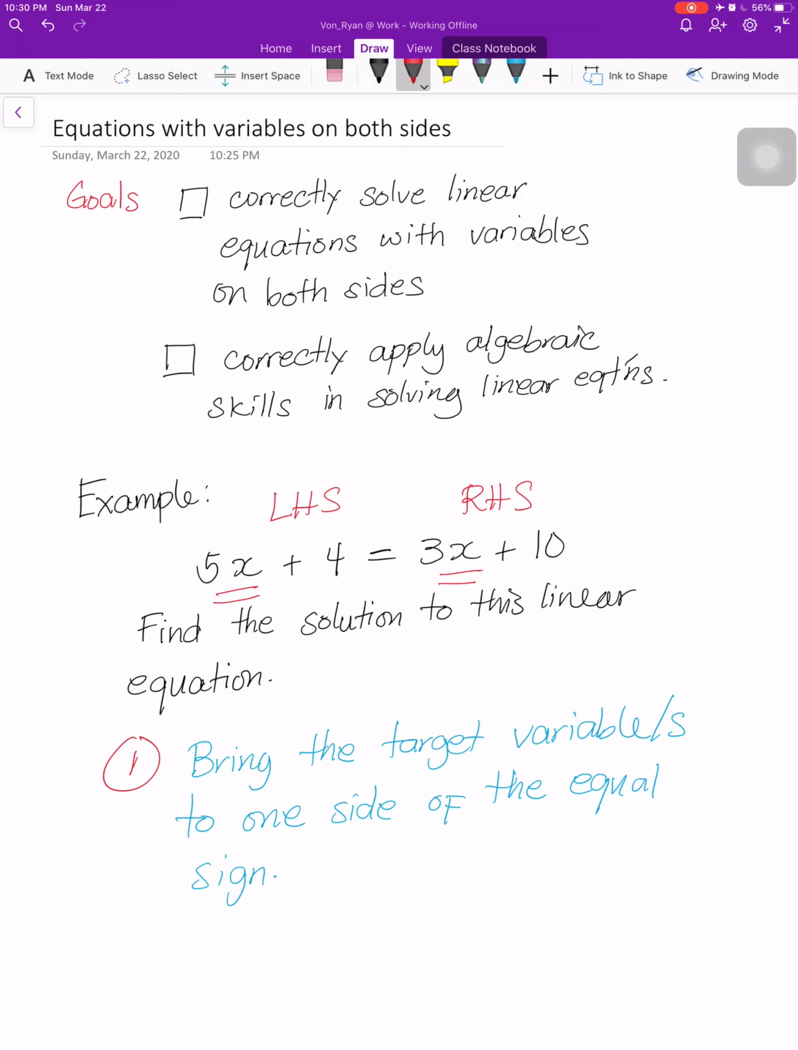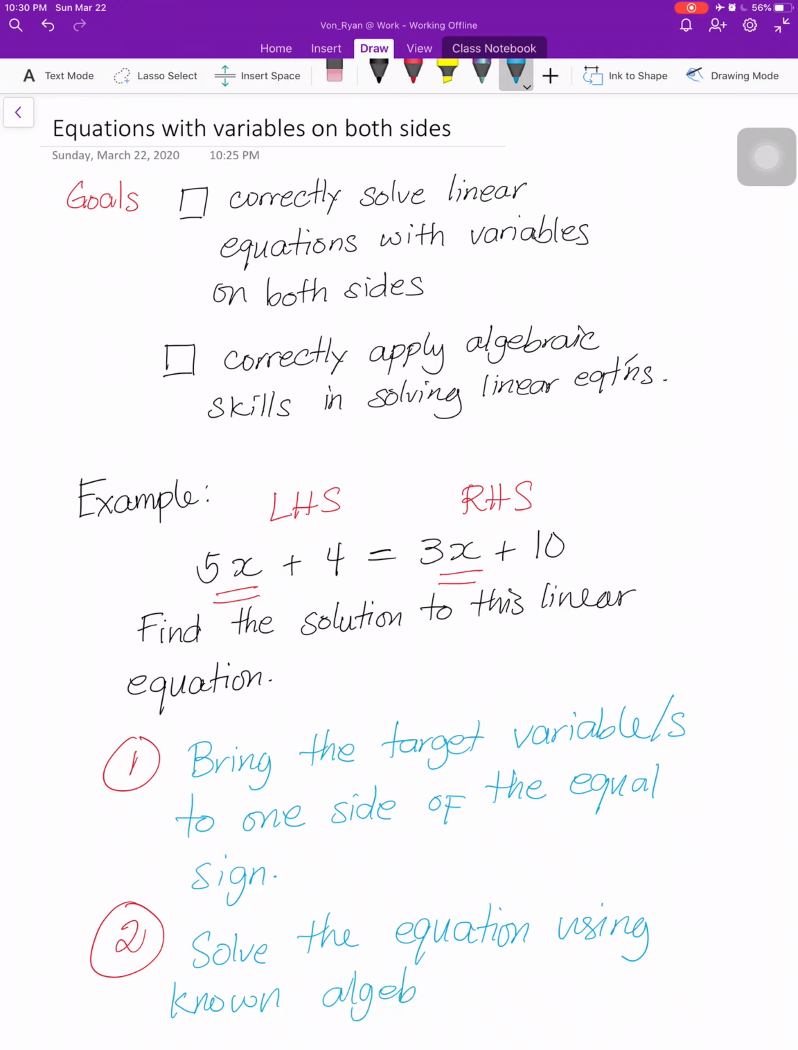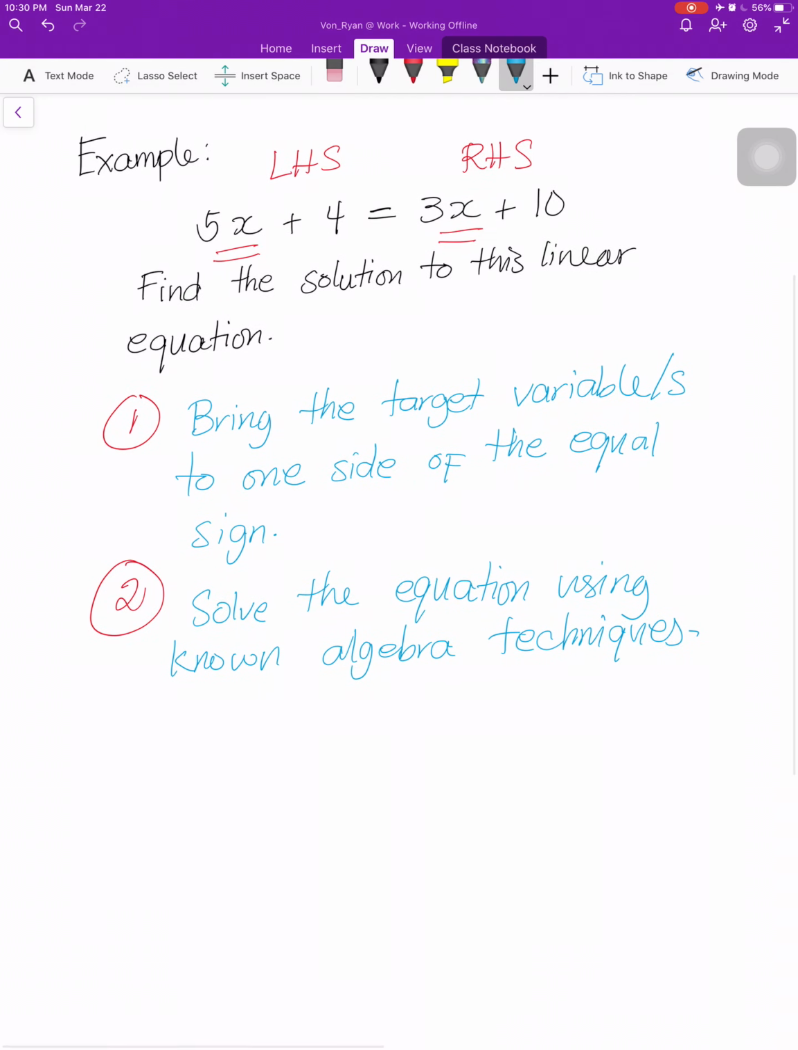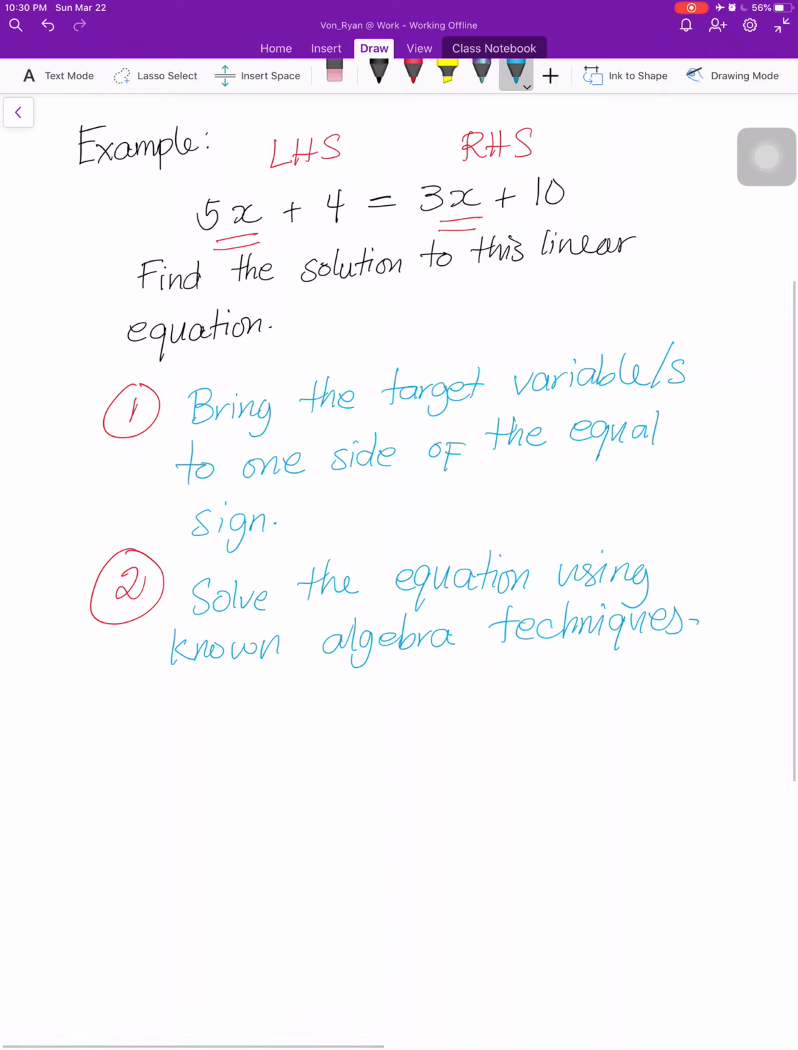Now the next step will be to solve the equation using known algebra techniques, which we will see in a bit. Okay, so again, our goal is to bring the target variables to one side of the equal sign and then solve the equation using known algebra techniques. So let's try to solve the equation. So 5x plus 4 equals 3x plus 10.